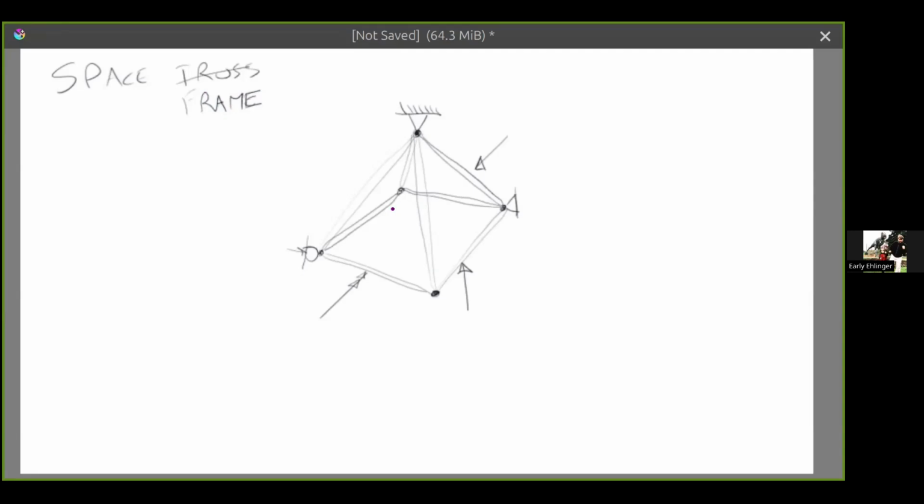And in the next video, we will talk about the stiffness method, which is the linear algebra approach to actually figuring out how much these nodes bend based on the geometry, material properties, and forces of the structure.